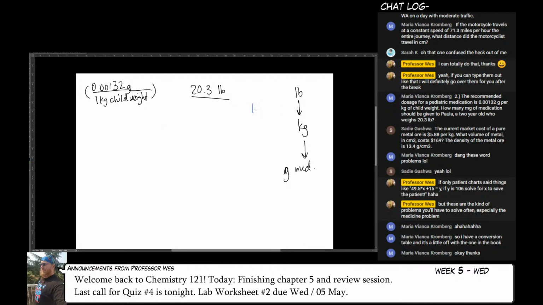So let's write those relationships here. 1 kilogram is 2.204 pounds. And then 1 kilogram of child is 0.00132 grams of medicine. So that's what we'll do. We'll start with their weight. We'll turn pounds into kilograms. And then we'll turn kilograms of child into grams of medicine. And you'll notice I'm being specific here just so that it's clear what we're doing. You aren't turning kilograms into grams and then giving them 1,000 grams of medicine, because that would be very bad.